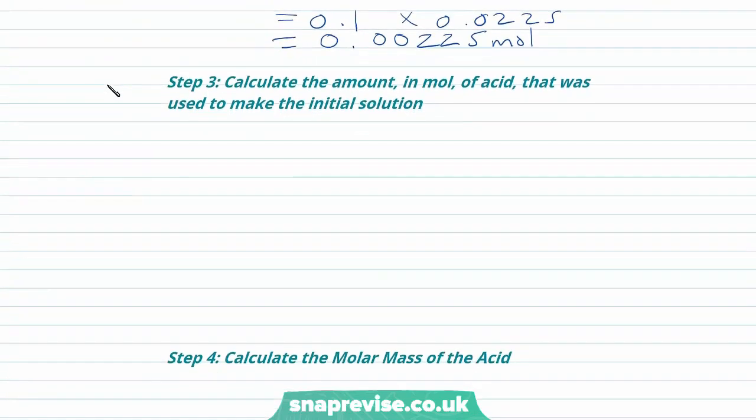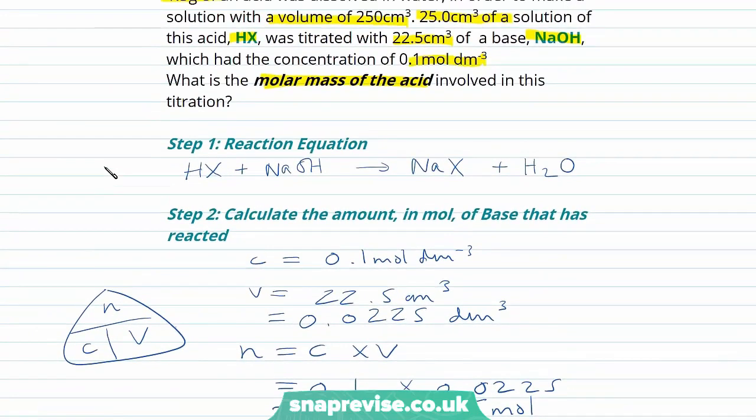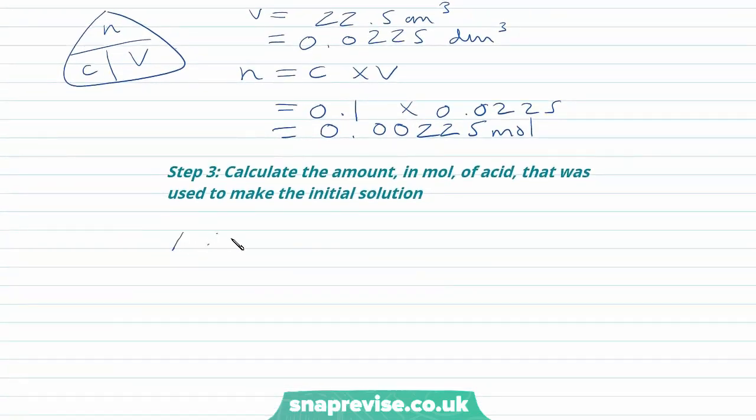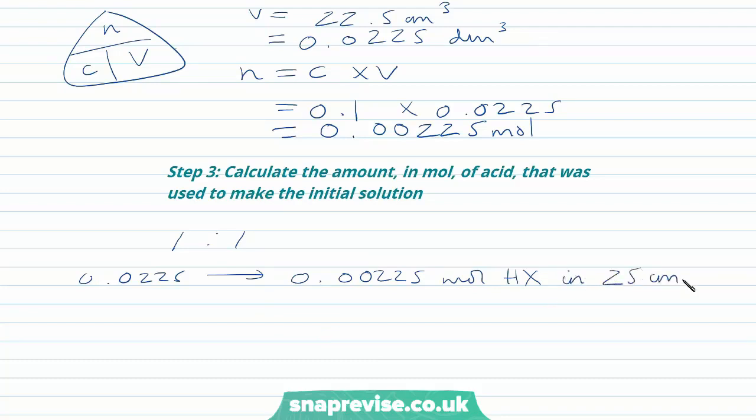So now for the third step, to calculate the amount in mole of acid that was used to make the initial solution. So if we have a look at our reaction equation, we can see that 1 mole of HX reacts with 1 mole of sodium hydroxide. So that's a 1-to-1 ratio. That means that 0.00225 moles of our sodium hydroxide will react with 0.00225 moles of our acid HX. Now, importantly, this is telling us that there is 0.00225 moles of HX in the 25 centimetre cubed sample.